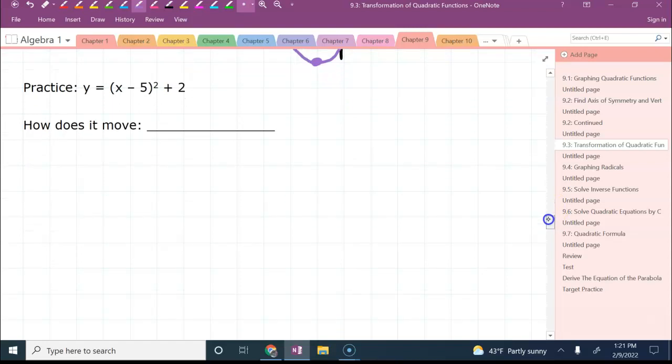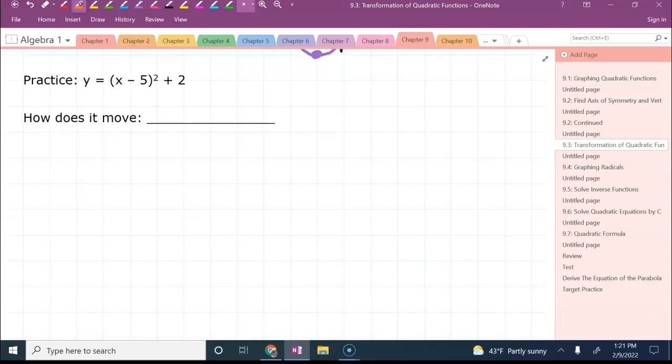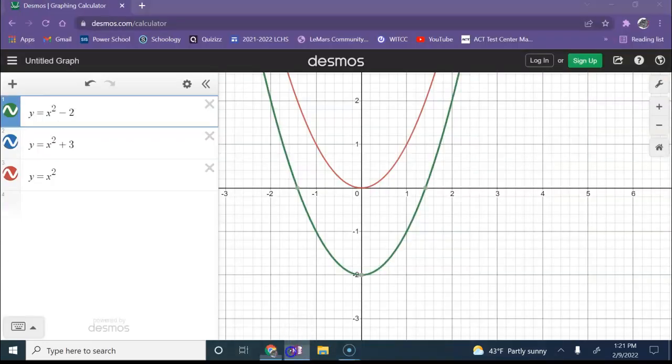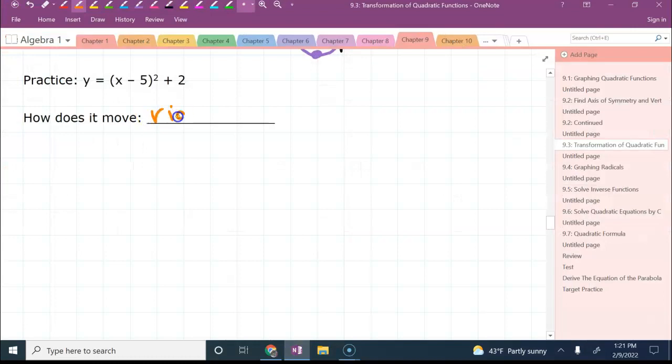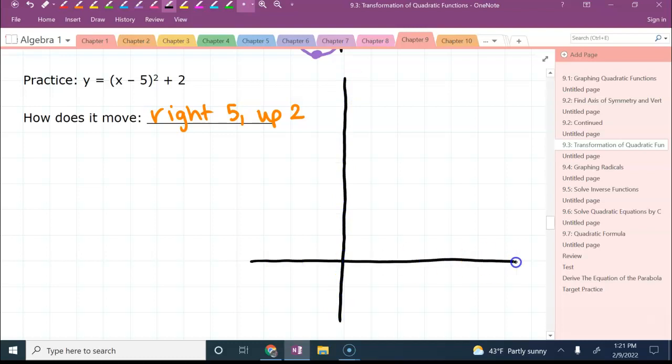For the second practice problem, you should have said that this one moved right 5 and up 2. So there's your vertex, and there's the 2 points on either side.